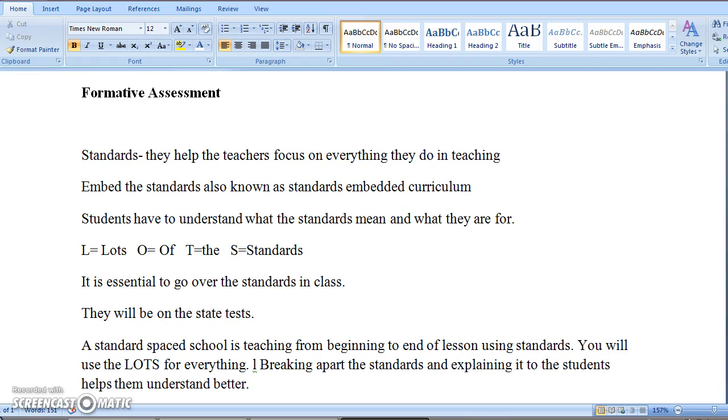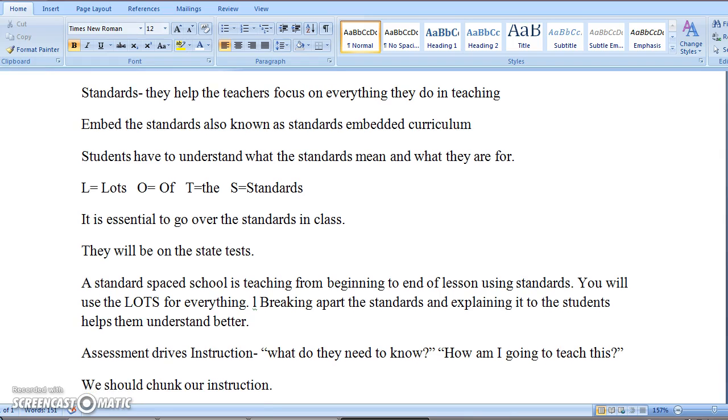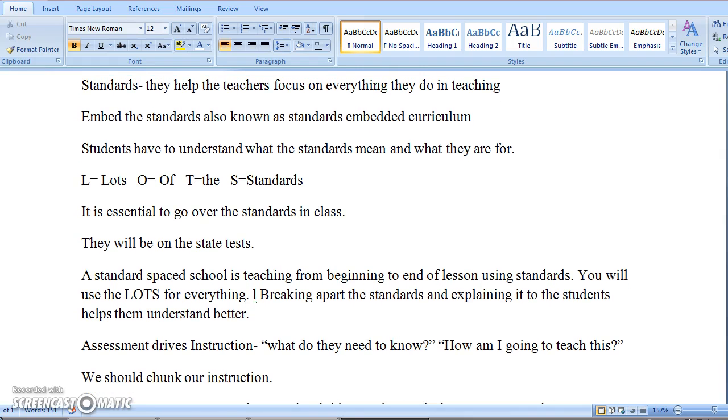The video Dr. Shahan showed us is on standards, and is basically called a formative assessment. The standards help the teachers focus on everything that they do while they're teaching. It pretty much is like outlines for their whole day while they're teaching. They talked about embedding the standards, also known as standards embedded curriculum, which is basically just using the standards throughout everything. Students have to understand what the standards mean and what they are for.